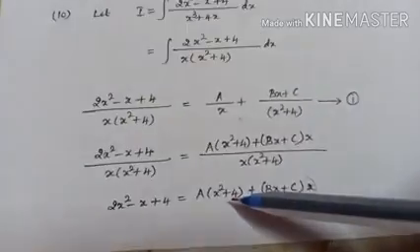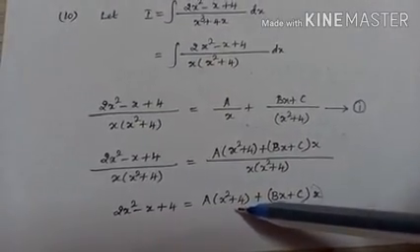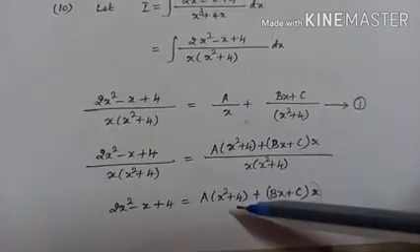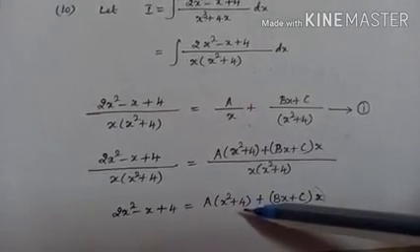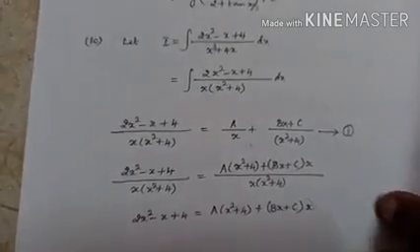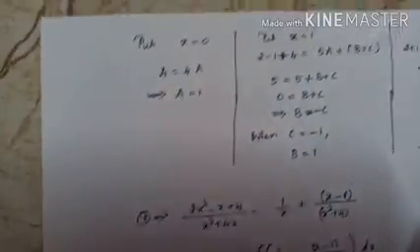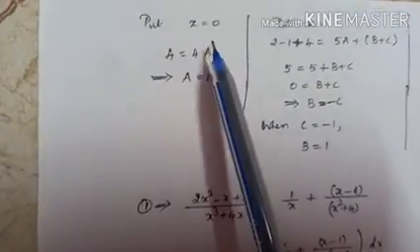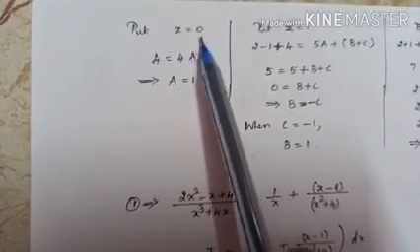And equate x square plus 4 equal to 0, that is x square equal to minus 4. Right? We will get imaginary. Let us leave it. So x equal to 0 can be used. Put x equal to 0.